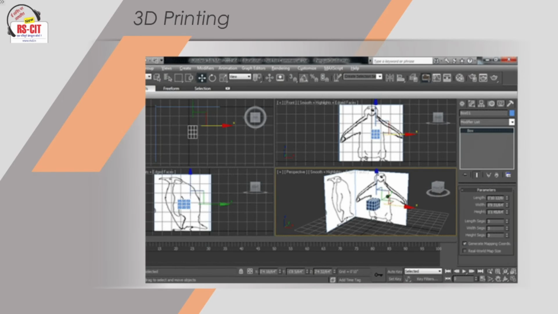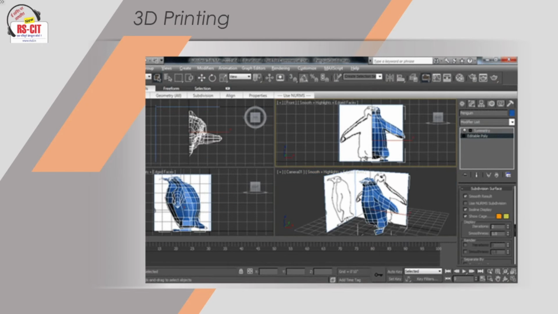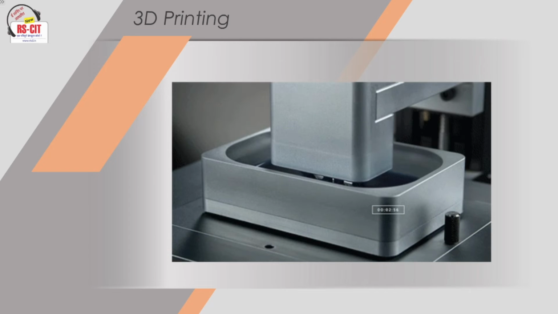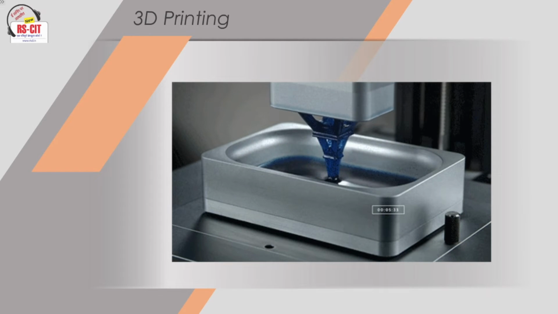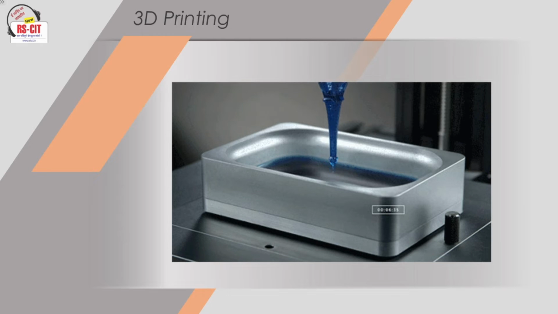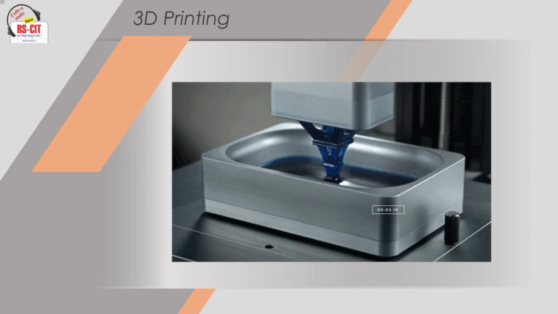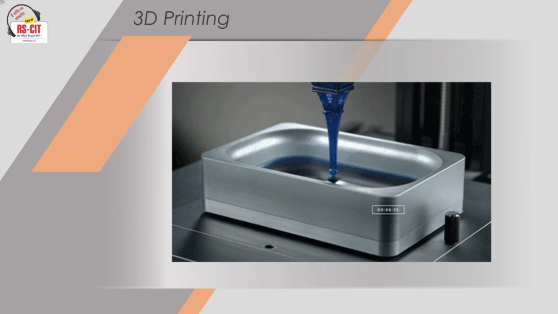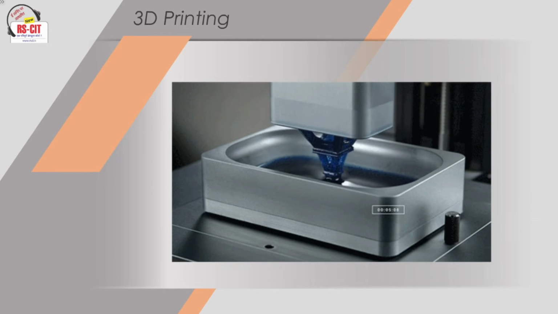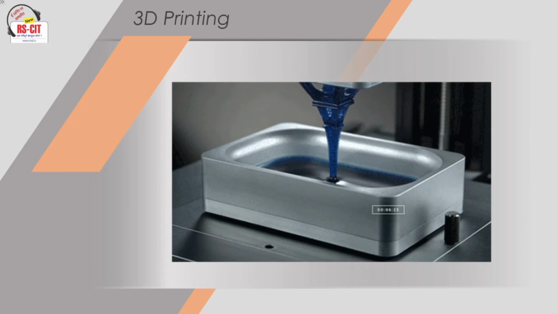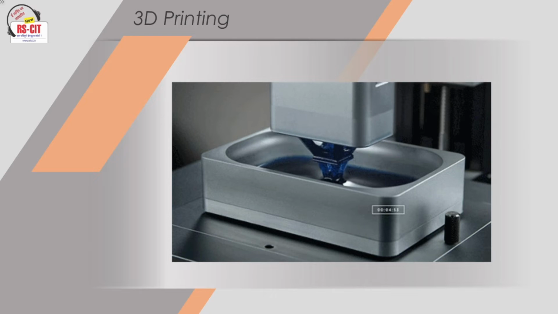3D printing. 3D printing, also known as additive manufacturing, that is AM, refers to various processes used to synthesize a three-dimensional object. In 3D printing, successive layers of materials are formed under computer control to create an object. These objects can be of almost any shape or geometry and are produced from a 3D model or other electronic data source. A 3D printer is a type of industrial robot.